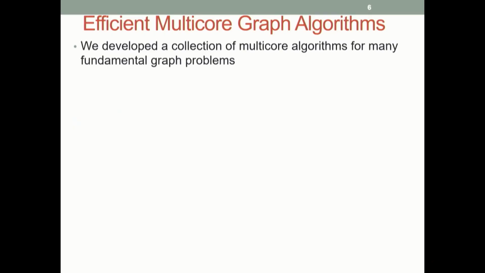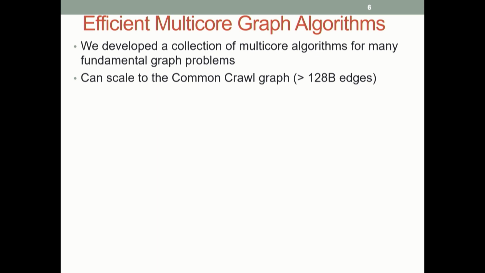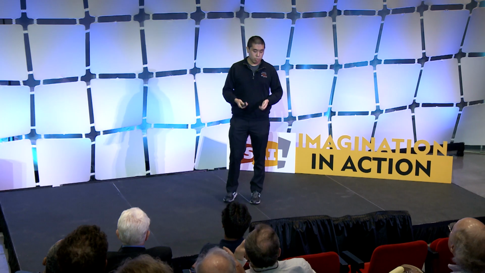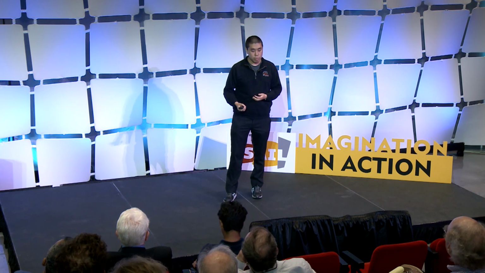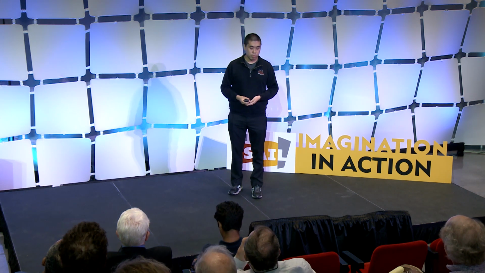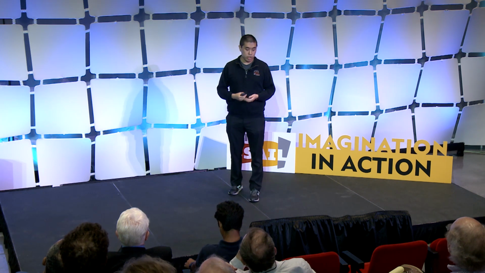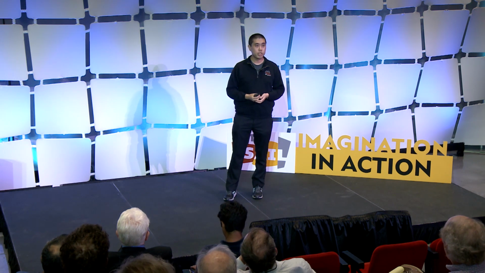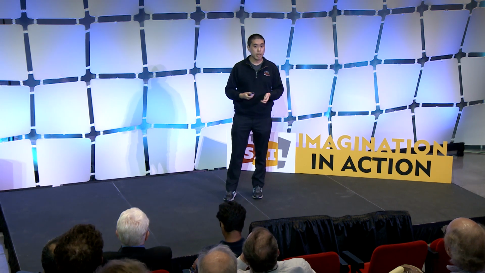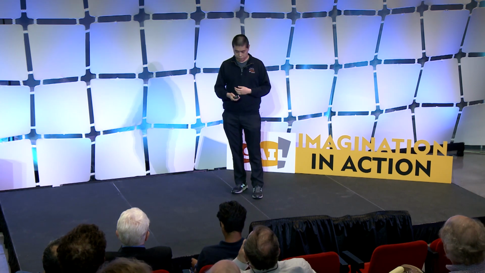So we've developed a collection of multi-core algorithms for many fundamental graph problems out there. And we've shown that our algorithms can scale to this common crawl graph, which is the largest publicly available graph I mentioned earlier. Prior to our work, existing solutions used distributed memory clusters or supercomputers to process graphs of this scale. But we were able to show that by designing good algorithms and introducing several important optimizations, we can actually fit this graph on a single multi-core machine and run many interesting graph algorithms on it quickly.